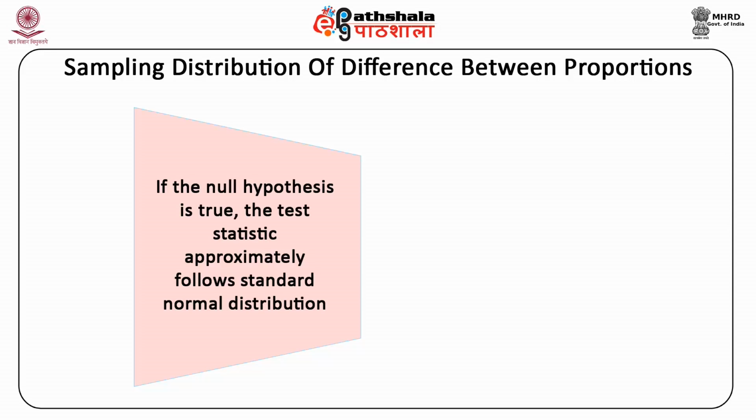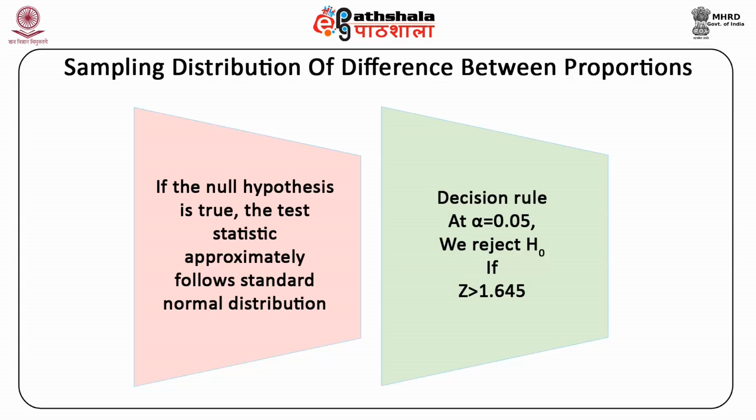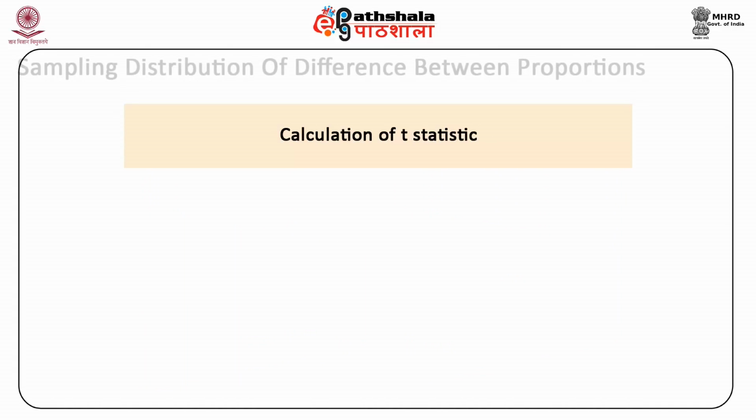Next is the distribution of the test statistic. If the null hypothesis is true, the test statistic approximately follows the standard normal distribution. The decision rule states that with alpha equal to 0.05, the critical z-score is 1.645. We reject if z is greater than 1.645.